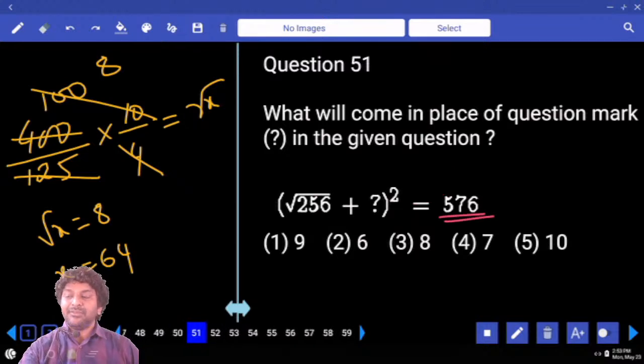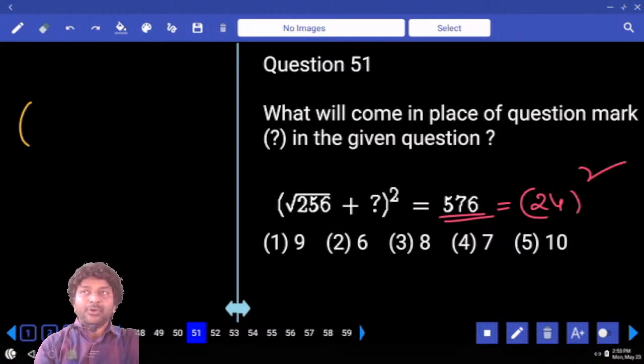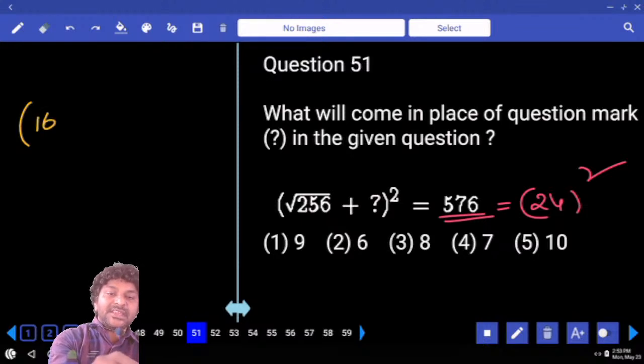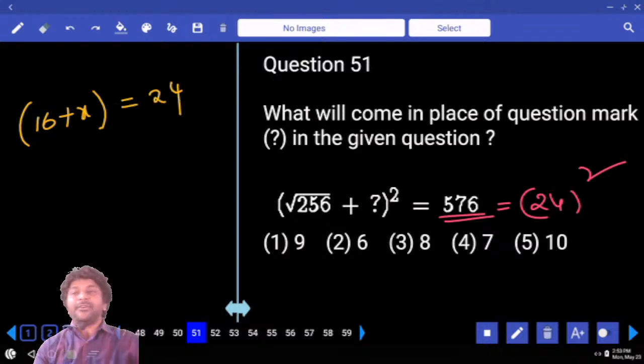The right hand side number, which number's square is that? 24 square, correct. Left hand side under root of 256. 16 plus x whole square is equal to 24 square. Then 16 plus x must be 24. x is equal to 8.